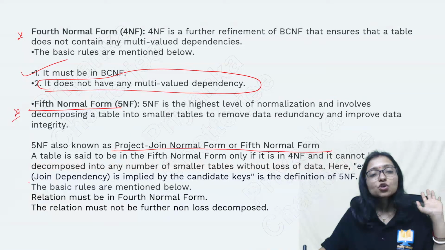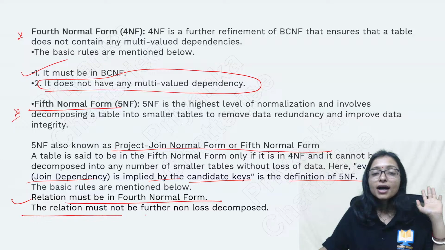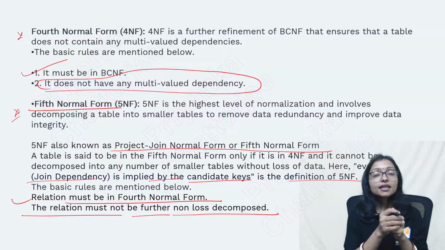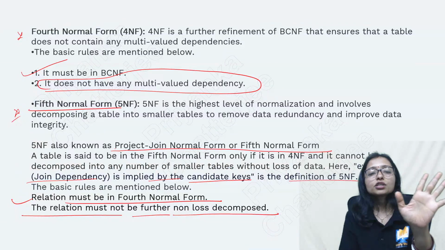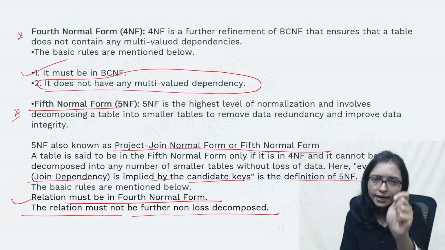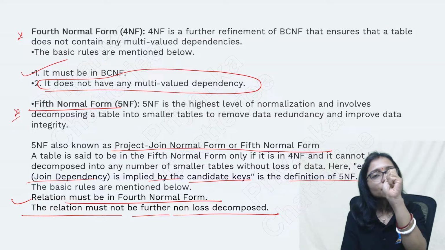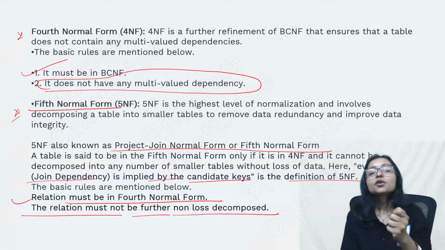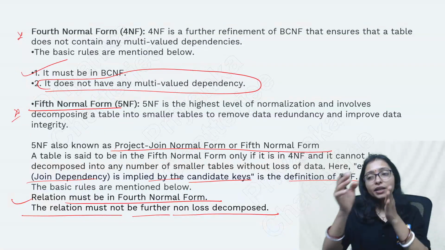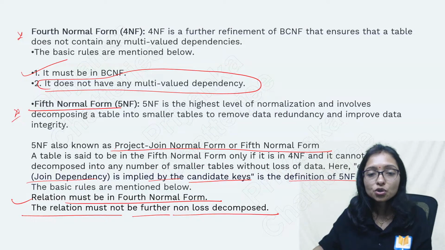Here, joint dependency implies that the candidate key is defined in 5NF. The relation must be in 4NF. The relation must not be further losslessly decomposed. Means if you are decomposing it, it will be lossy. There will definitely be loss, because it is the smallest one after decomposition. You cannot decompose it more. If you are trying to decompose, then it will be lossy decomposition. We will learn lossy and lossless decomposition also.